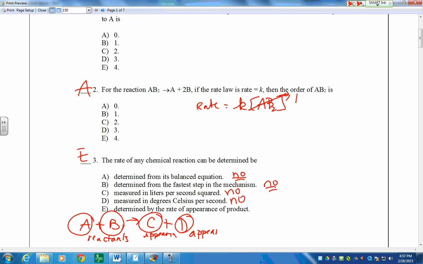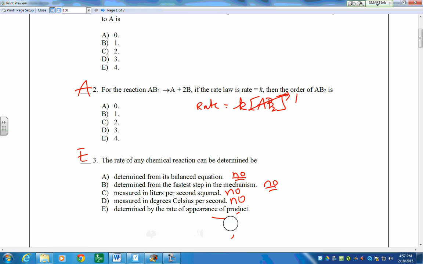Because as a reaction progresses, in the beginning you have all reactant, no products. At the end you have all products, no reactants. So as the reaction proceeds, the A and B, the reactants, are disappearing, and C and D are appearing. So when it says determined by the rate of the appearance of products, yes, the products are appearing, the reactants are disappearing. All right, so then, next question.